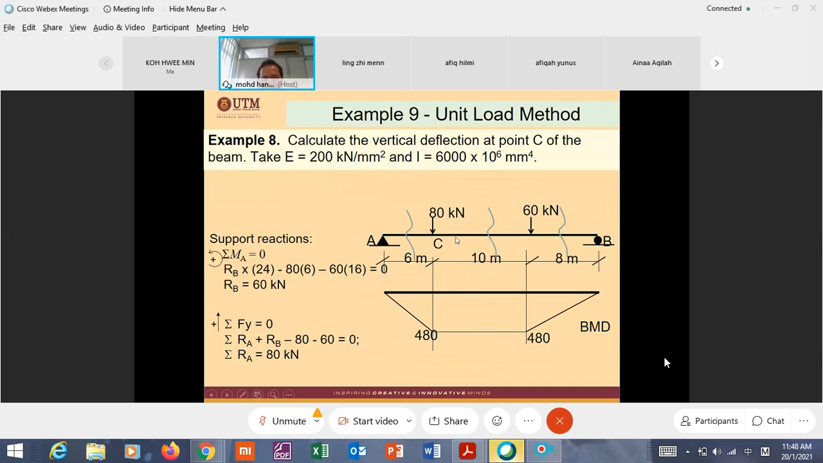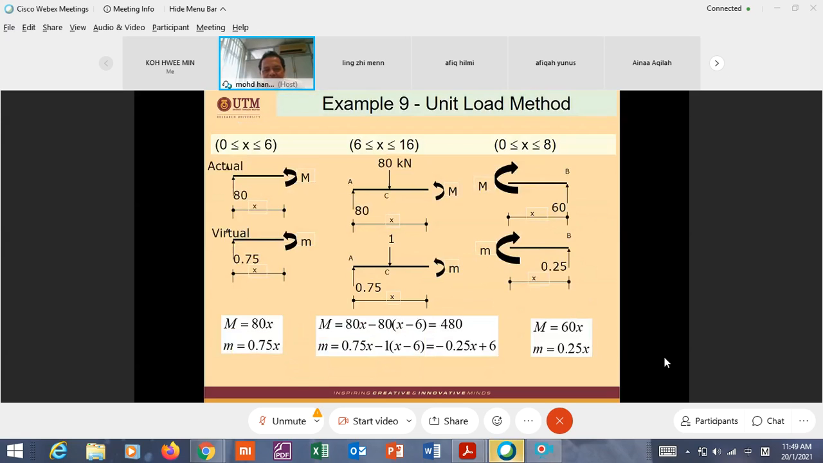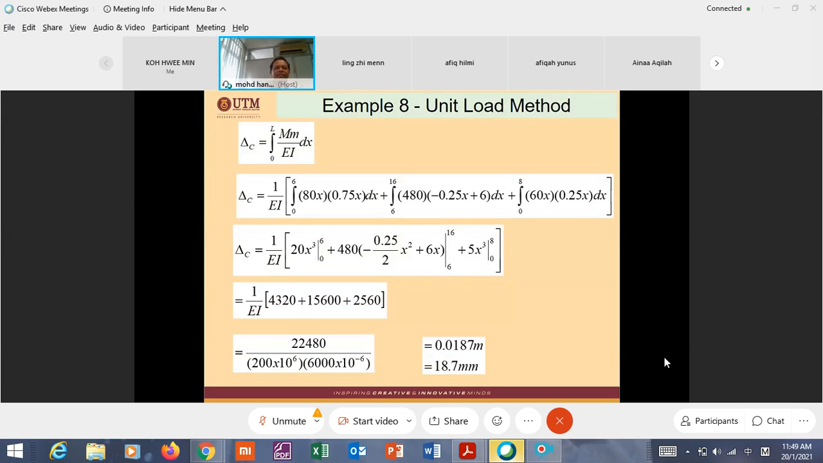So this is the last example on the unit load method. We have only 3 examples here. And we are not going to discuss the moment area method, but maybe we can share some slides here, though it is not in our scope for this semester.